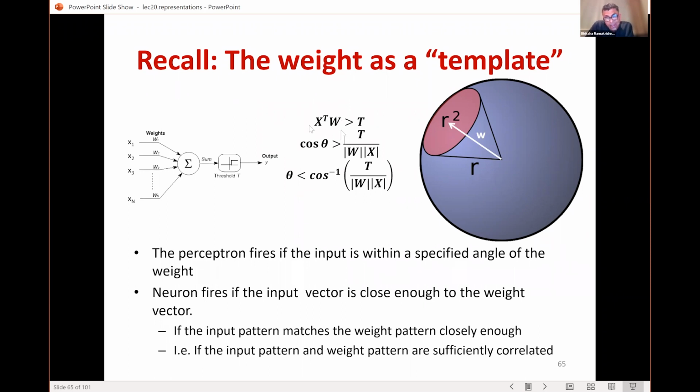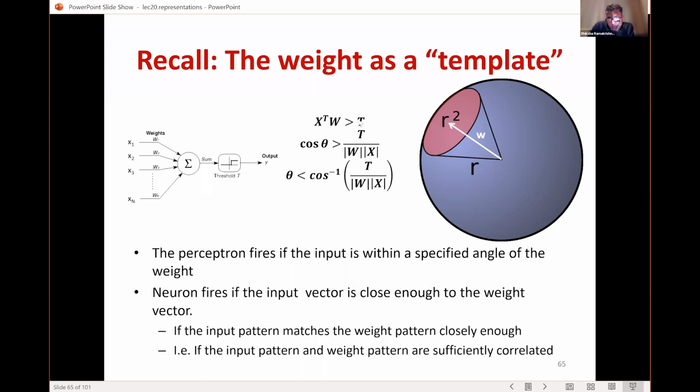So now, if I assume that all of my vectors are the same length, when I say the inner product between two vectors exceeds a threshold, we know that the inner product between two vectors is the magnitude of the first vector times the magnitude of the second vector times the cosine of the angle between the two vectors. So when I say X transpose W is greater than T, it means cos theta, which is the angle between W and X, is greater than some value, right? So if this neuron fires when this inner product is greater than a threshold, it's the same as saying that this neuron fires if the angle between W and X is less than something, right?